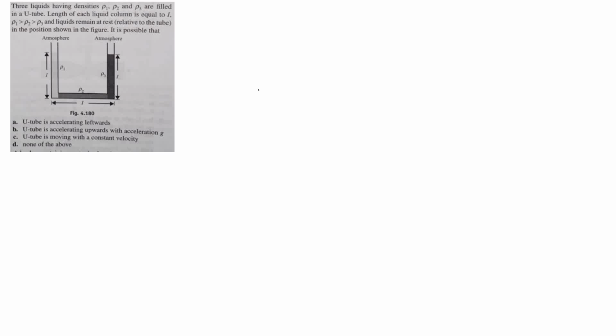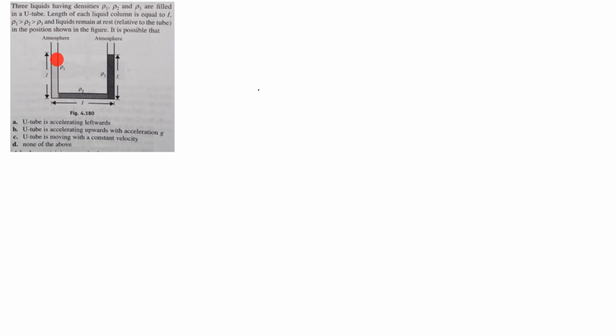Now today we are going to discuss a problem which is also a kind of U-tube type problem. Here we will see that three kinds of liquids are placed in a U-tube. Let's check what the problem is. It is mentioned that three liquids having densities rho 1, rho 2 and rho 3 are filled in a U-tube. This is the configuration of the U-tube we have seen in the picture.